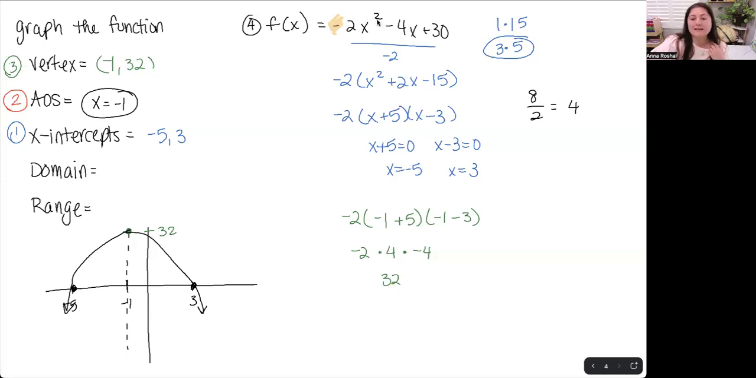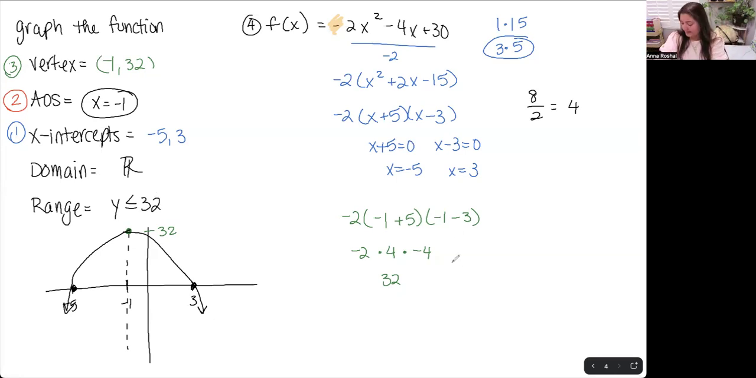And so it does not change my domain. My domain is still going to be all real numbers. My domain for any quadratic function is always going to be all real numbers. My range, however, is not going to be greater than this 32. In fact, it's going to be everything that's less than or equal to this 32, because 32 is now my uppermost point versus my lowermost point.